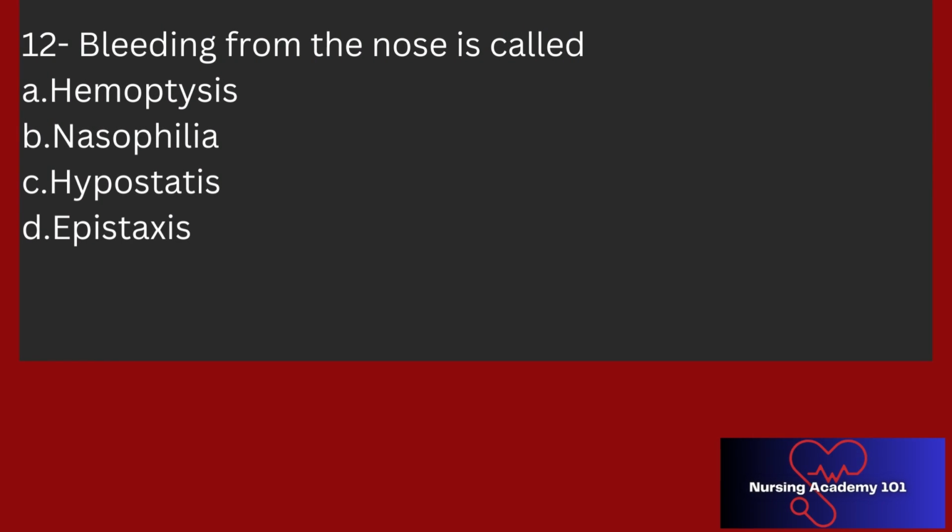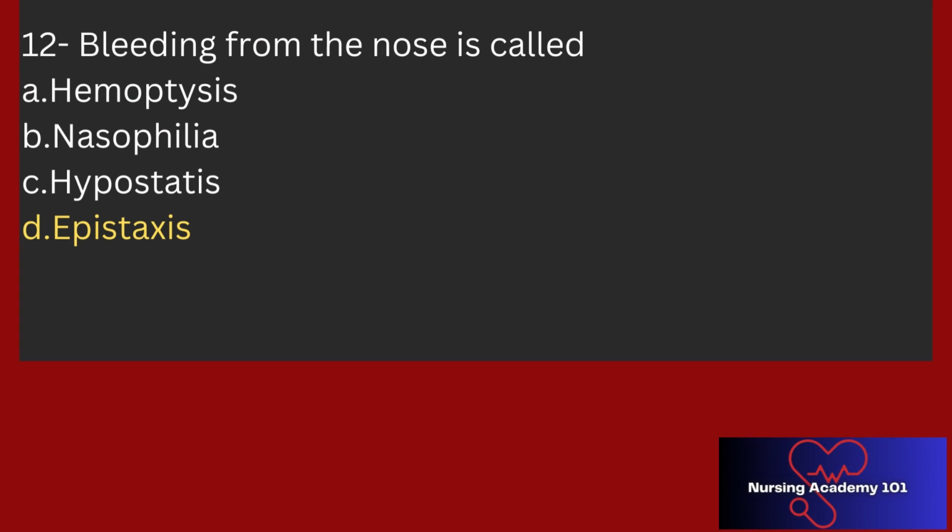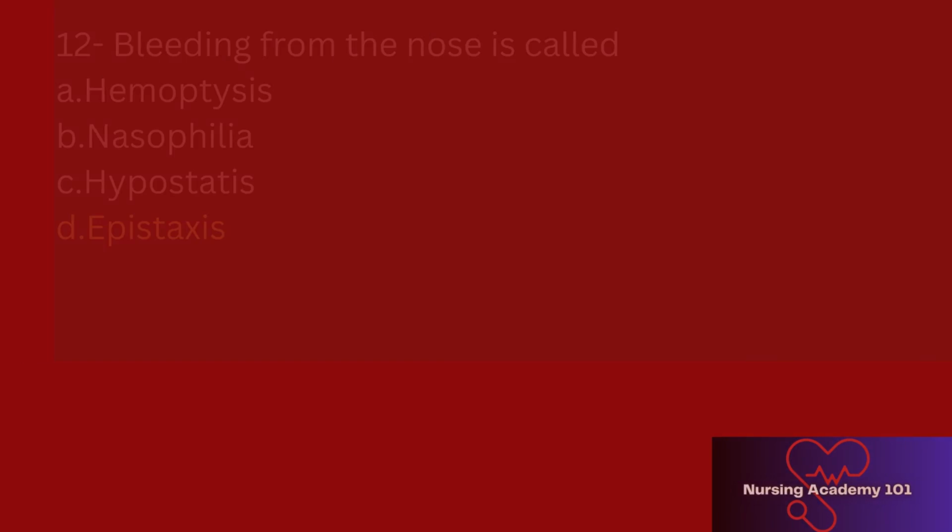Question number 12. Bleeding from the nose is called A. Hemoptysis, B. Nosophilia, C. Hypostatus, D. Epistaxis. The answer is D. Epistaxis.